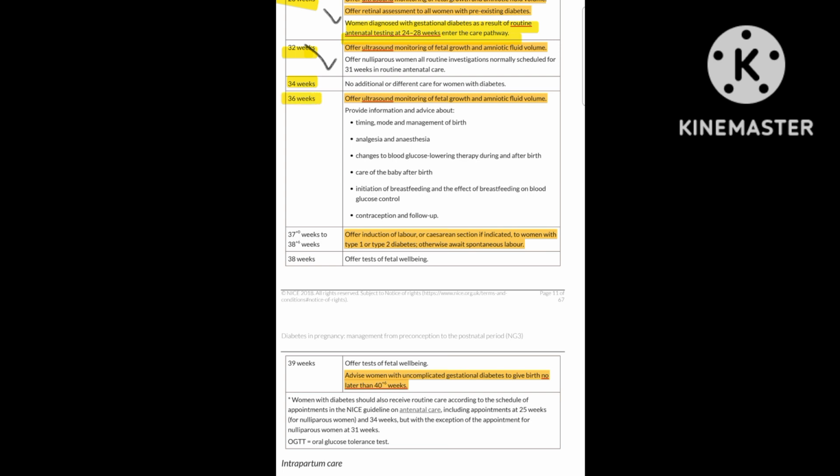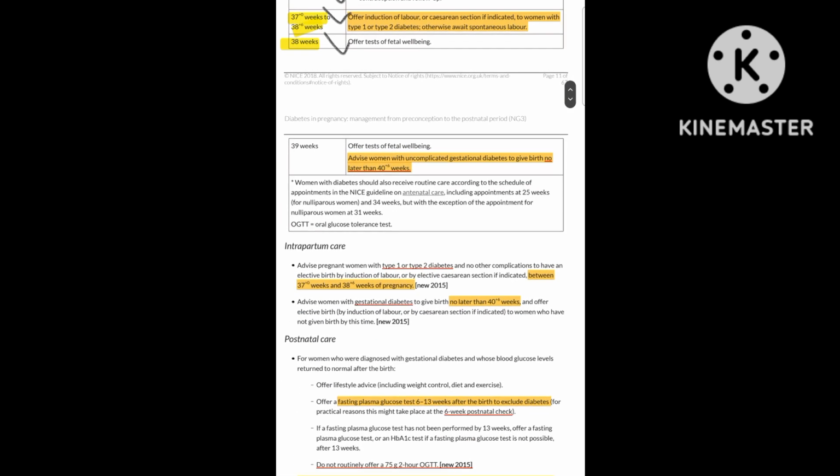At 36 weeks, offer ultrasound monitoring for fetal growth and amniotic fluid volume. Provide information and advice about time, mode, and management of birth, analgesia, anesthesia, changes to blood glucose lowering therapy during and after birth, care of the baby after birth, initiation of breastfeeding and effect of breastfeeding on blood glucose control, contraception and follow-up. At 37 to 38 weeks, offer induction of labor or cesarean section if indicated to a woman with type 1 or type 2 diabetes, otherwise wait for spontaneous labor. At 38 weeks, offer tests of fetal well-being.